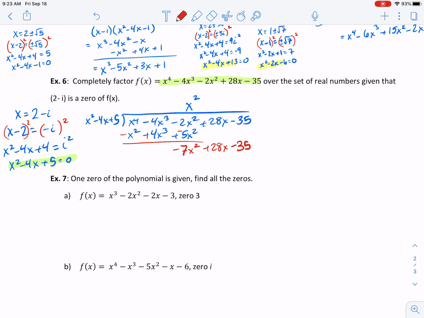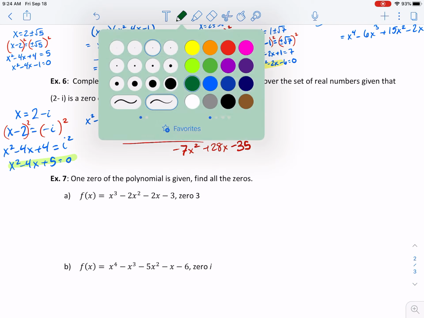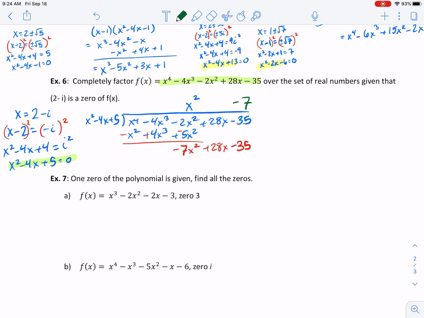Okay, see already, notice I slowed down and I hesitated because I knew that 3 and that 28 weren't going to divide nicely. I wasn't sure what was going to happen. Okay, so then when I divide negative 7x squared divided by x squared, I get a negative 7. Multiplying that back, I get a negative 7x squared, I get a positive 28x, and I get a negative 35, which is exactly what I wanted because it's exactly the same. So when I come through and change my signs, I get nothing, which is perfect.